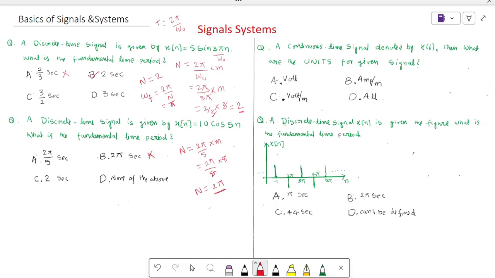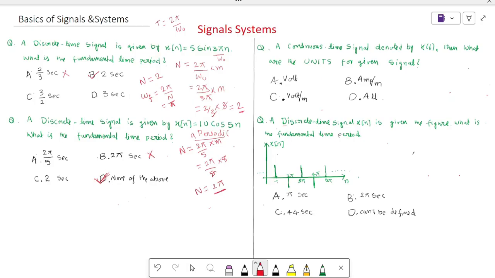Actually, we cannot make n an integer value. It's very difficult. It's not possible. So it cannot be defined. There is no time period. So this discrete time signal is not a periodic signal. There is no fundamental period, so it is called an aperiodic signal. These are very, very important questions. Okay.